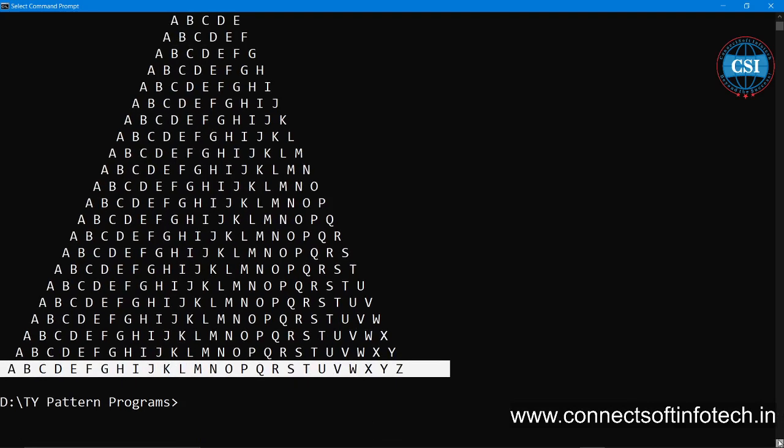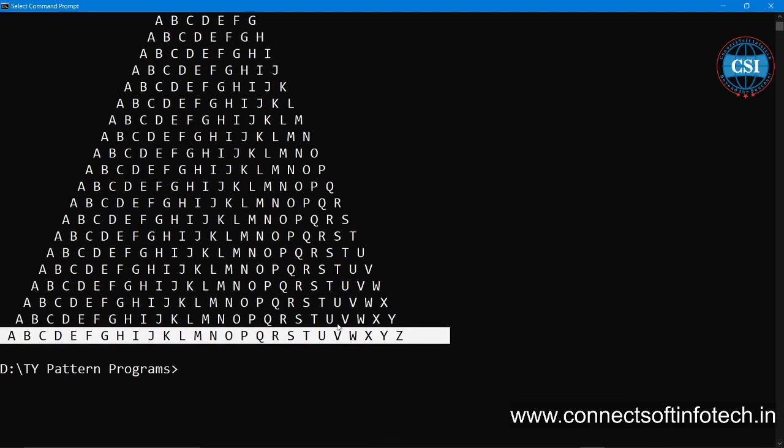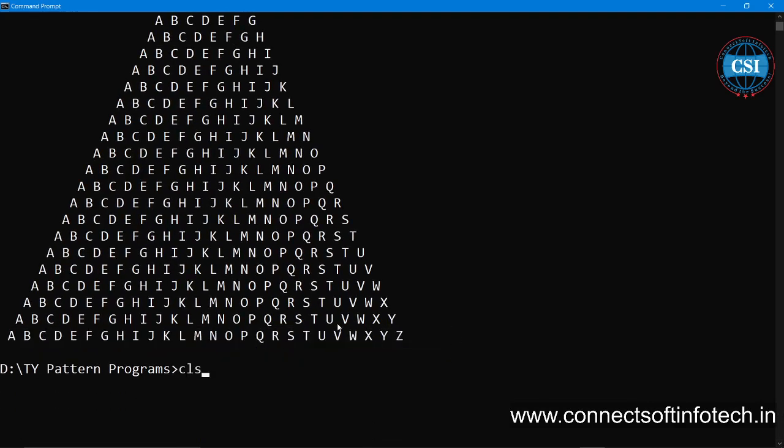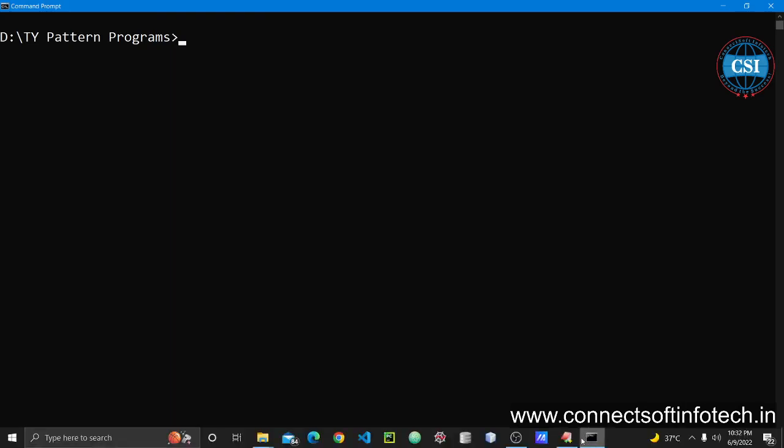Very simple logic. If you have other logic, you can print it, no problem at all. So I have explained the simple logic here.